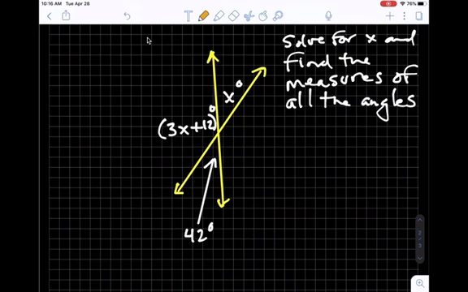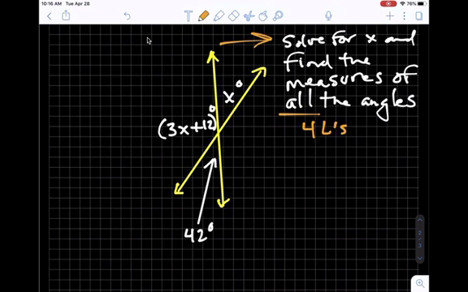All right? So if we take a look at this, we've got a couple different relationships we're going to have to explore here. So the question's asking us to solve for x and find the measures of all the angles. So all the angles means all of them. So there's 4 angles that we have to find the measures of, all right? And we can just write them in the diagram when we're doing it.